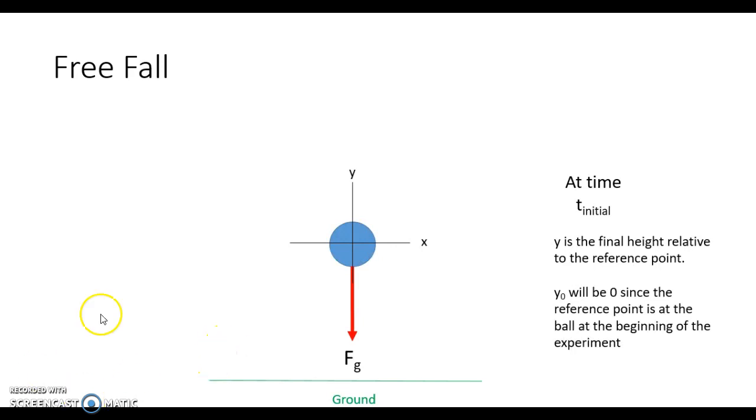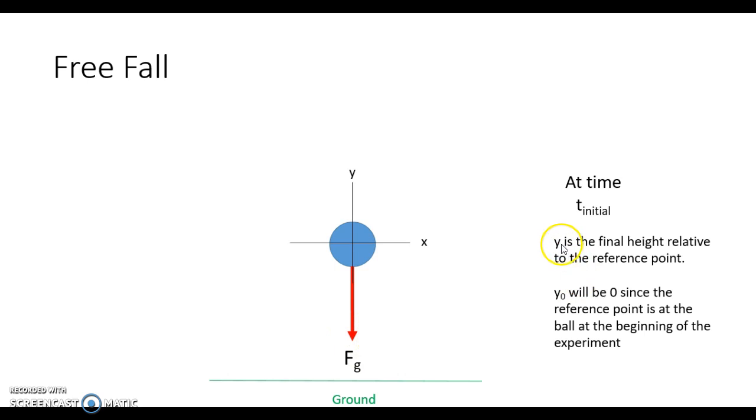So if we have a ball, indicated by this blue circle here, and the ball is being dropped from some distance above the ground, if we start to look at the entire experiment from the point where the ball is being dropped, we will call that the reference point. And so we can draw an xy axis at that reference point. If this is the case, then we know that gravitational force is going to be pulling the ball downward, right? So that's what the red arrow here is indicating.